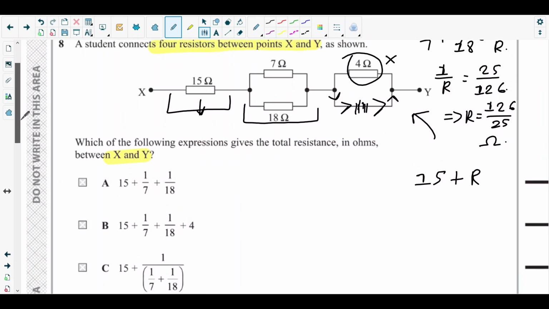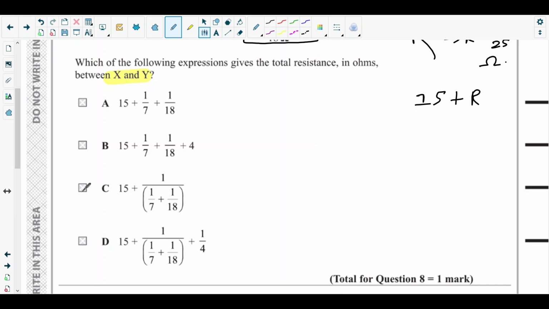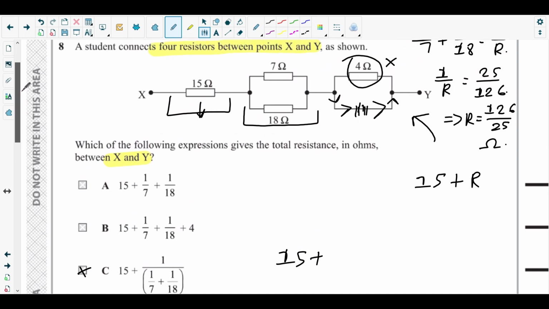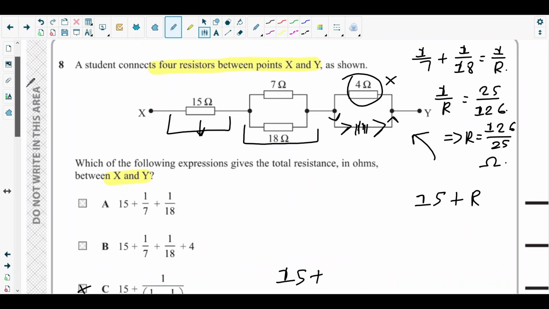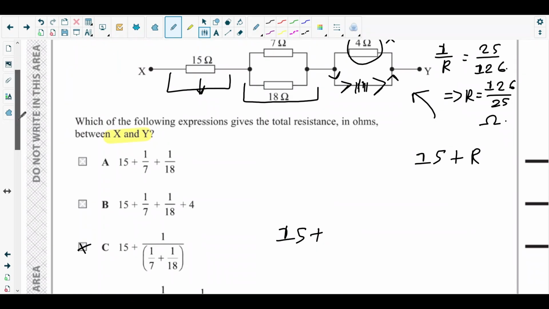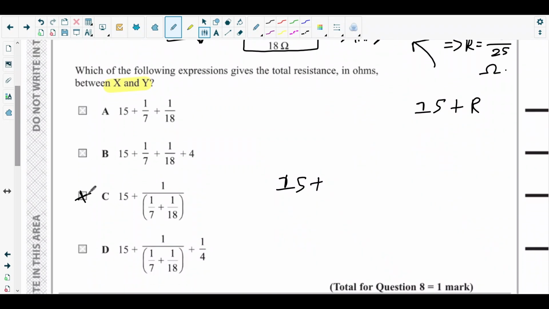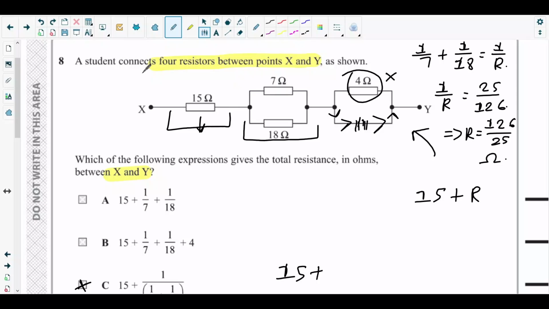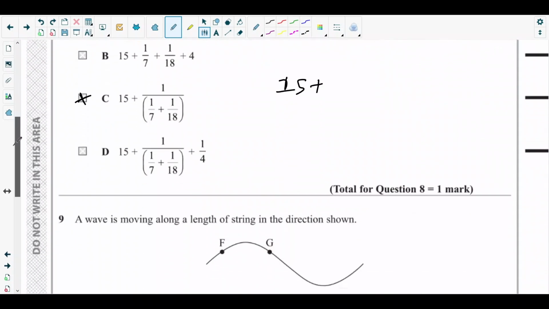So which one would be the perfect answer here? Look, this one, option C, because it says 15 plus R. So R is basically the total resistance of the parallel combination, which is 1 over the sum of the reciprocals of the two resistors. So this is option C. So that's the answer for MCQ number 8. Fine.